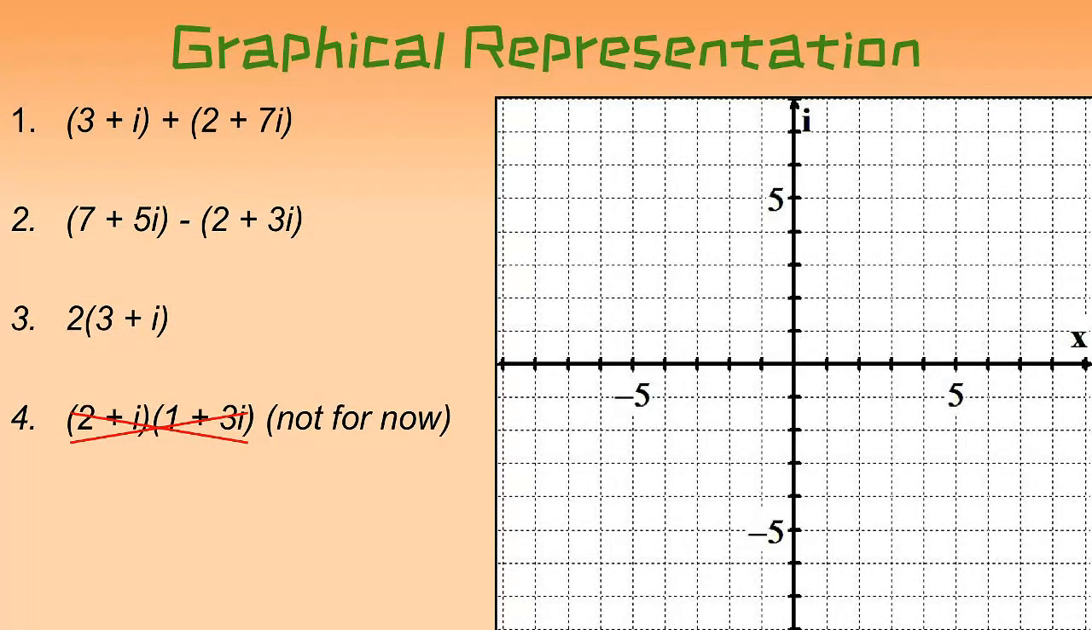We're going to look at this 3 plus i. So you can kind of think of that like a coordinate point, if the coordinate point were 3, i. That's kind of the way to think about it. So the 3 plus i is right there. That's where it is.